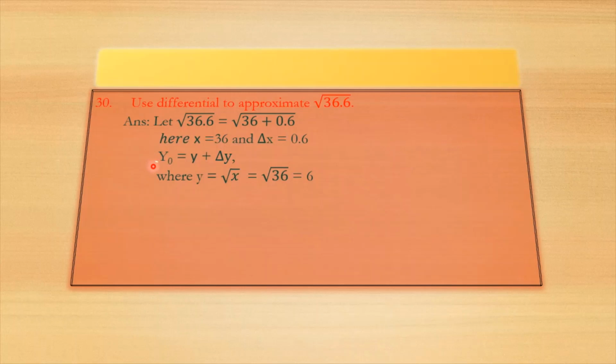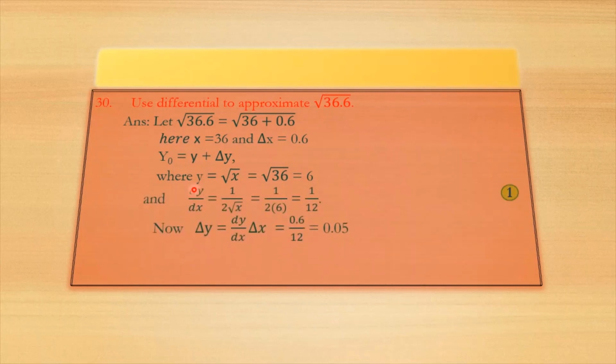So y naught is nothing but equal to y plus delta y, whereas y and delta y I need to find out. So y is nothing but root of x, that is root of 36, which is nothing but equal to 6. Now let me differentiate this. I'll be getting here dy by dx. So if I do the dy by dx, please keep in your mind up to here you'll be carrying 1 mark. Okay. So dy by dx is nothing but I'll be getting 1 by 12.